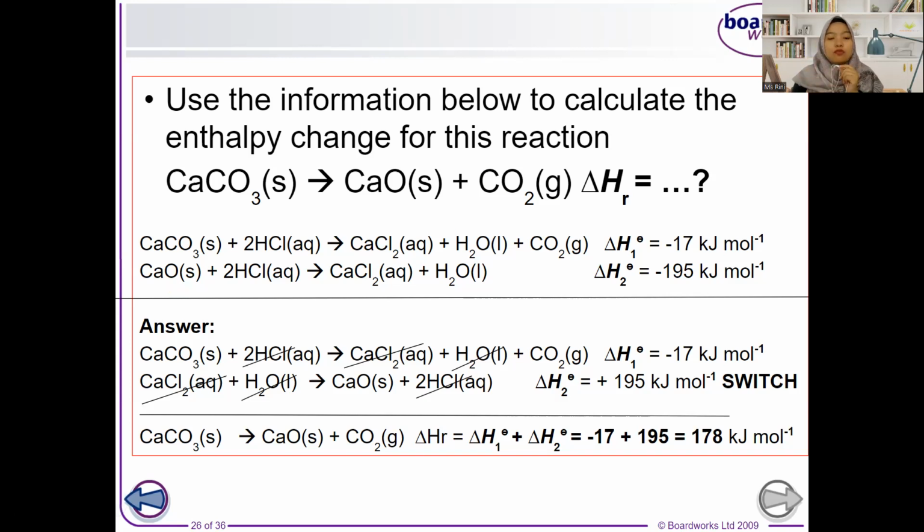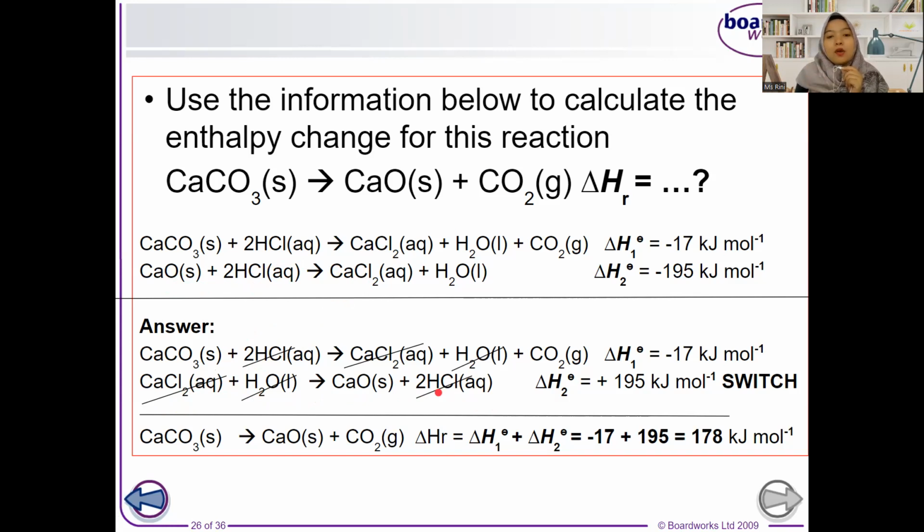So we have to move all the reactants. It should be all of it. So HCl also needs to move to the product. So all reactants move into the product and the product moves into the reactant. So we can see here, the second reaction has already changed. CaCl2 plus H2O produce CaO plus 2HCl. That's the first step actually.